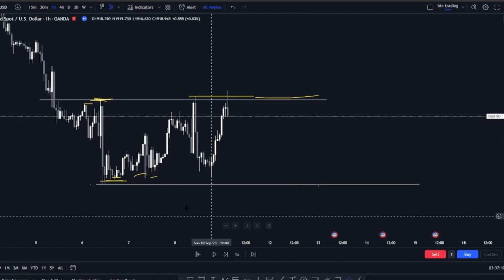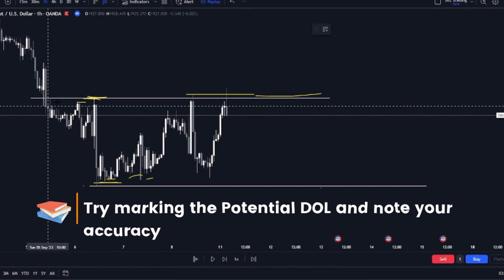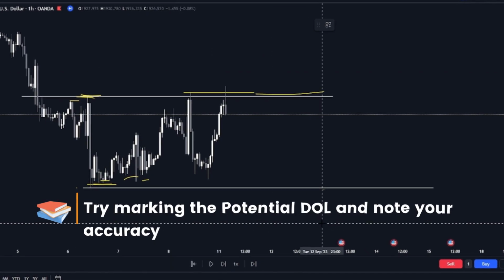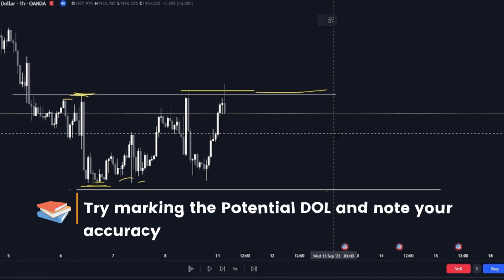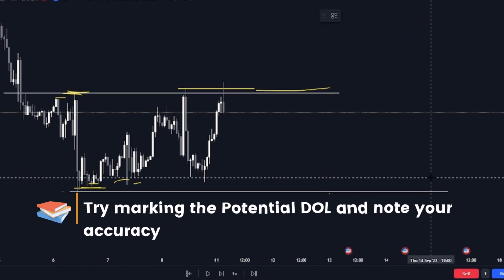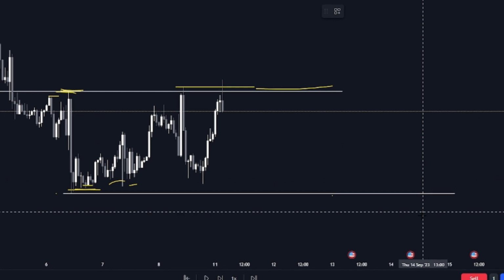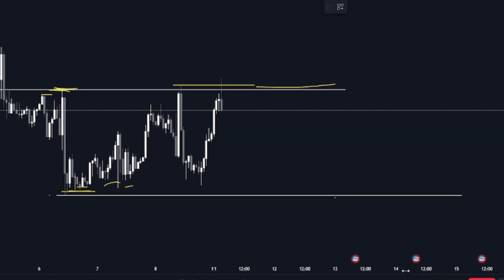You can take any chart example from any commodity, any currency and try doing this. Mark your potential next drawn liquidities and see where the price goes. If you have a high accuracy, that means you are able to predict the market more accurately.